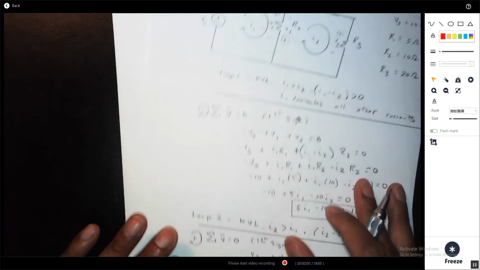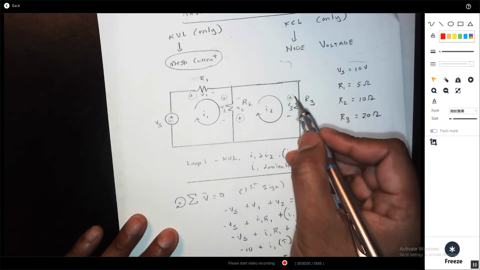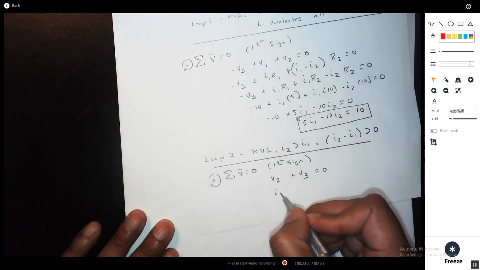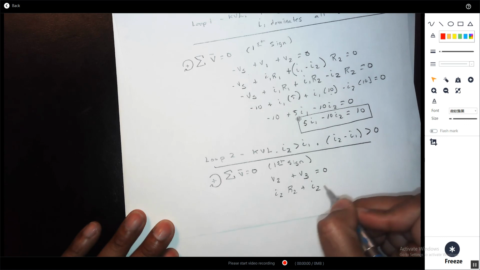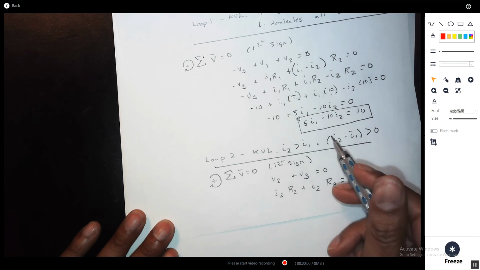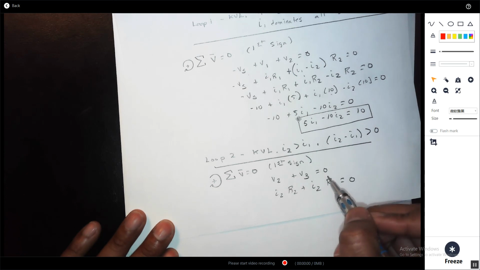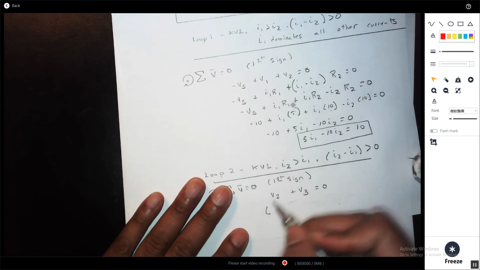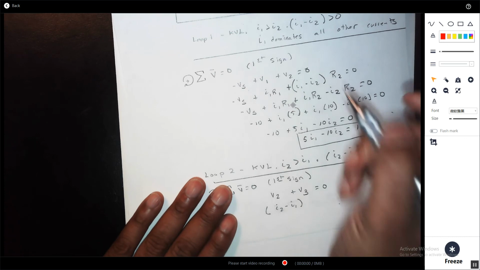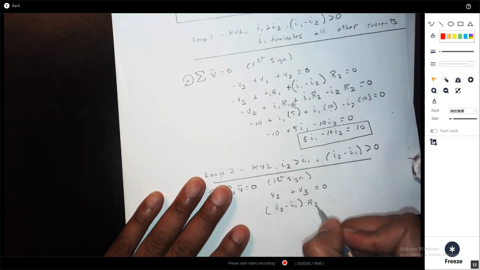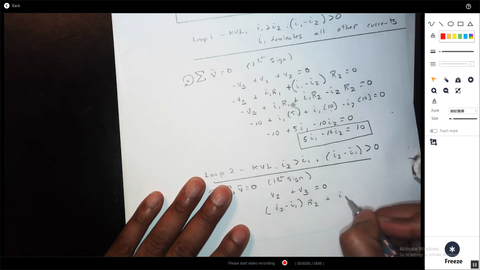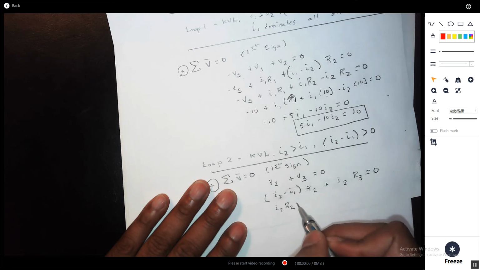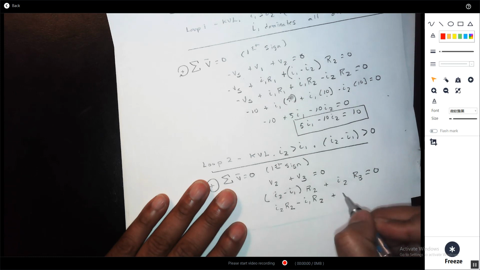How do we get there? Plus V2 as I travel, plus V3 back to the original is equal to 0. So I2 R2 plus I2 R3 is equal to 0. If you plug in your values, I did this wrong. If this dominates, this is I2 minus I1, because it's dominating I1, times R2 plus I2 R3 is equal to 0. So what happens now is I2 R2 minus I1 R2 plus I2 R3 is equal to 0.